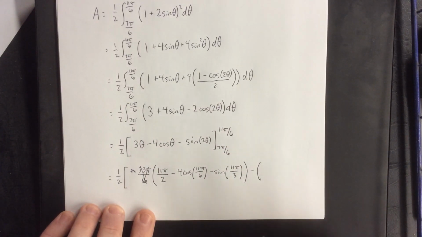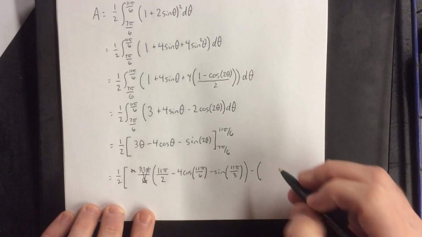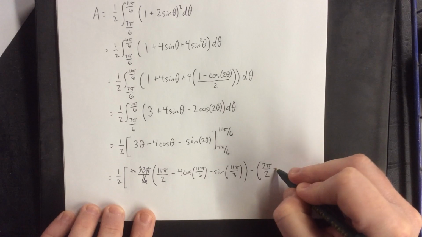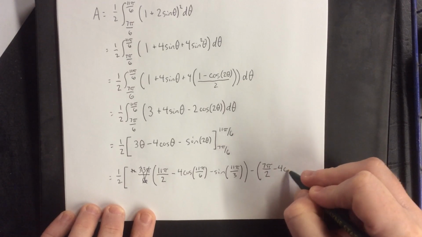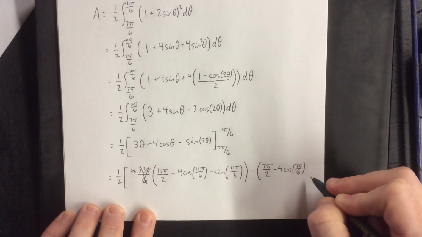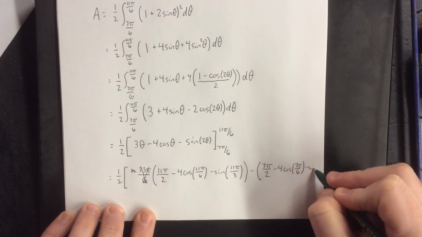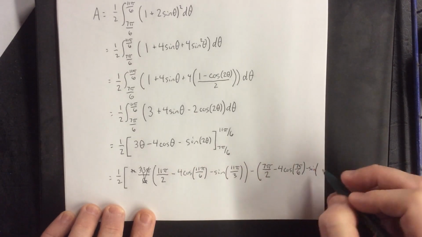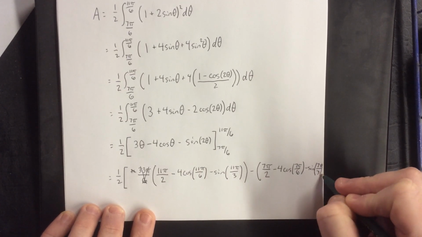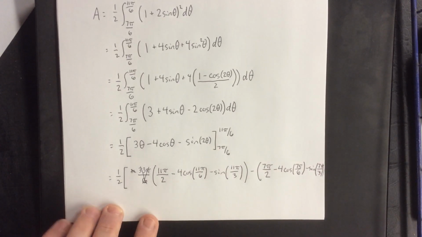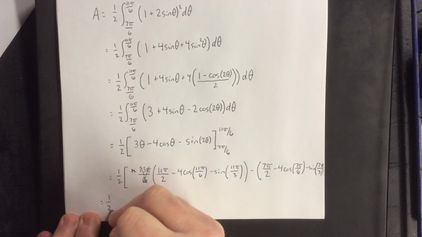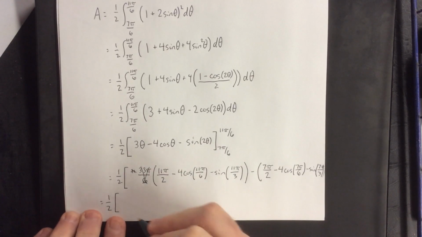Our second bound is going to give us 3 times 7 pi over 6. That'll wind up being 7 pi over 2, minus 4 times the cosine of 7 pi over 6. Then we'll see, oh boy, minus the sine of, if we double that angle, that'll be 7 pi over 3. All right, and running low on room there. Let's keep that 1/2 out front and continue to simplify these things.